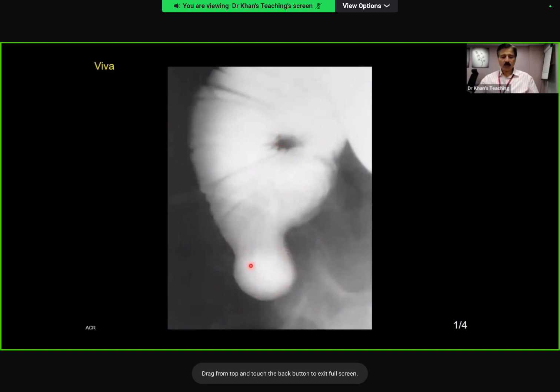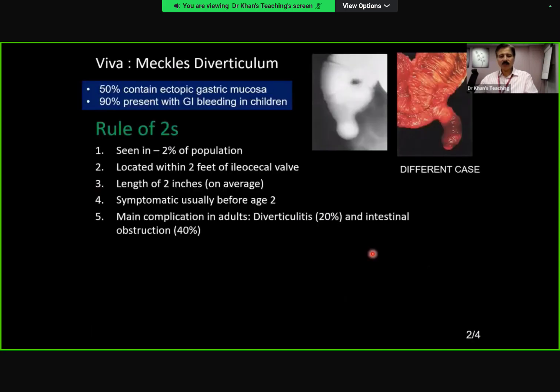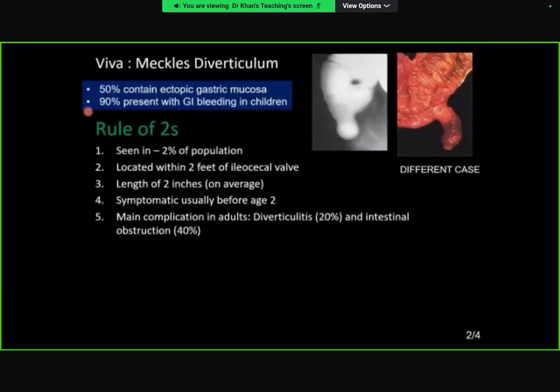And this is a small outpouching. And look at the mucosa. It gives you this V-shaped pattern here. The point is that this is a slam dunk case of what? You know it. Anti-mesenteric border, Meckel's diverticulum. Whatever is written here are potential viva questions which have been asked in the exam, and these concepts have come in the exam.